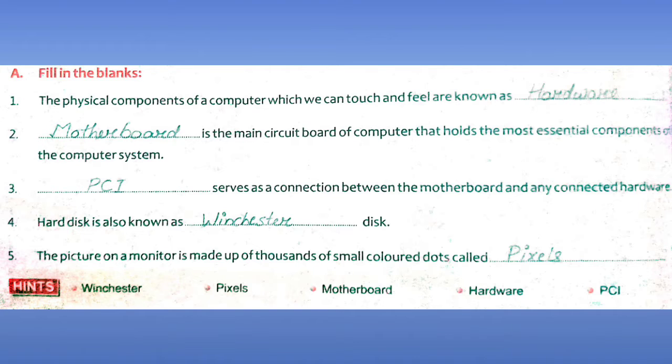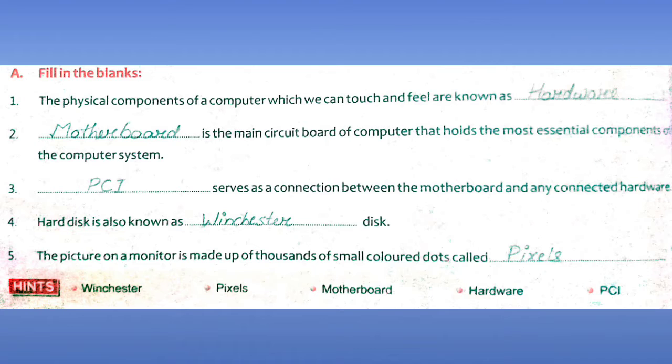First part is the physical components of a computer which we can touch and feel are known as dash. So, answer is hardware. Second is dash is the main circuit board of a computer that holds the most essential components of the computer system. So answer is motherboard.